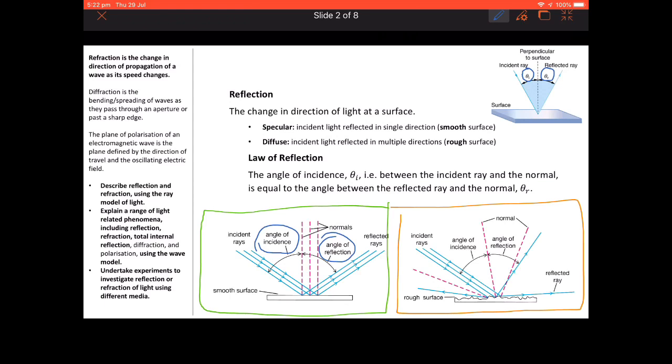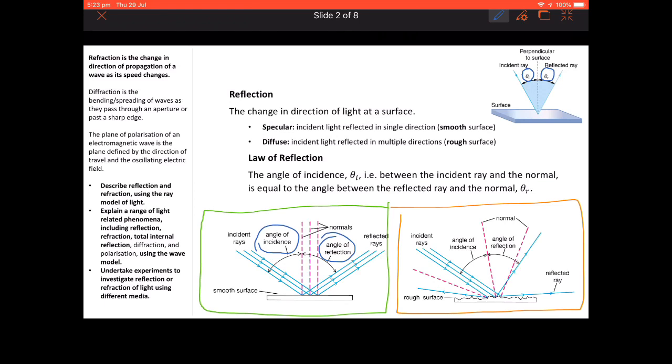On the other hand, with diffuse reflection, because the surface is rough, the normal, which is the dotted red lines, is going to be at a different angle depending on the exact point that the light ray is hitting on the surface. So the angle of incidence and the angle of reflection are always the same, but if the normal is different at a different point on the surface, then those angles are going to be different.